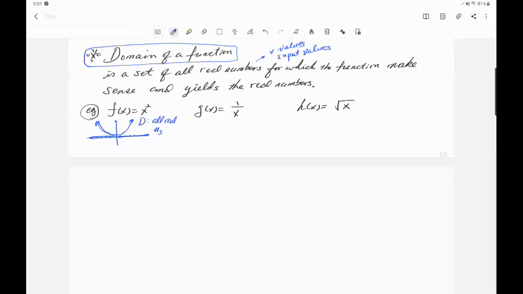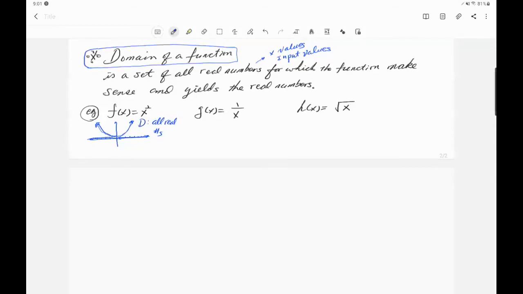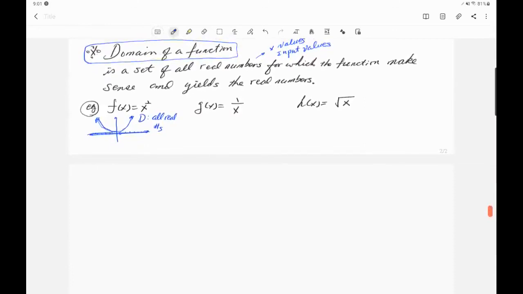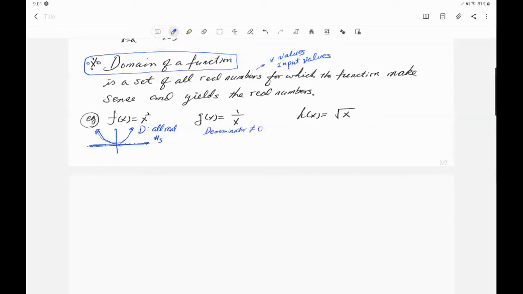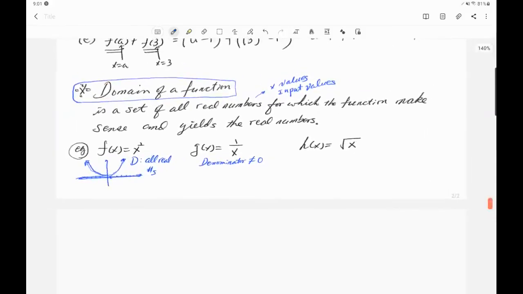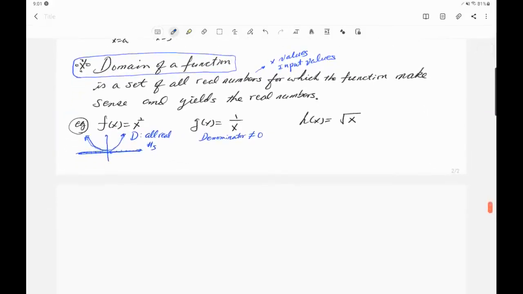Because there is no restriction in the input. But the next example is 1 over x. If we have a fraction, then as common sense we know that the denominator cannot be equal to 0, because if the denominator is 0, it's undefined. So there's a restriction in this case. The denominator cannot be equal to 0. Other than that, x can be any real number.